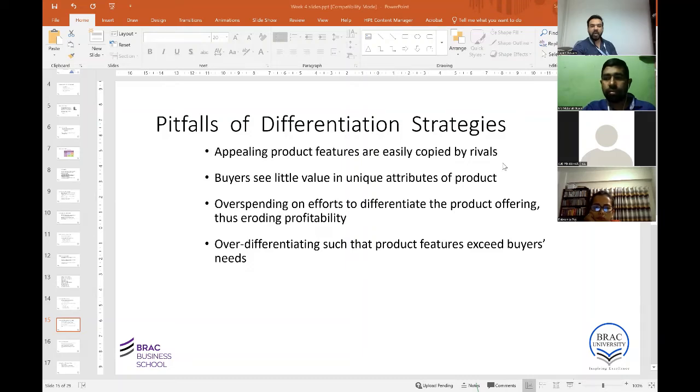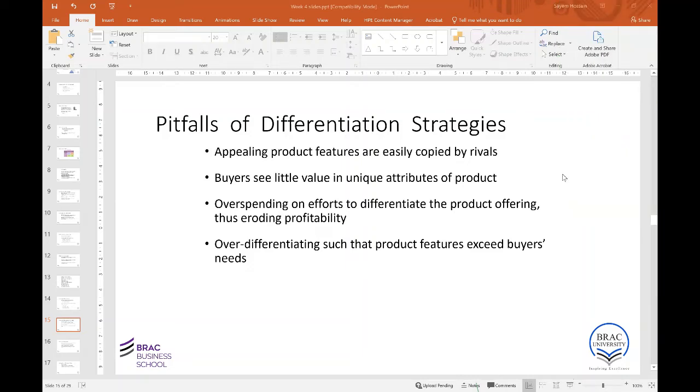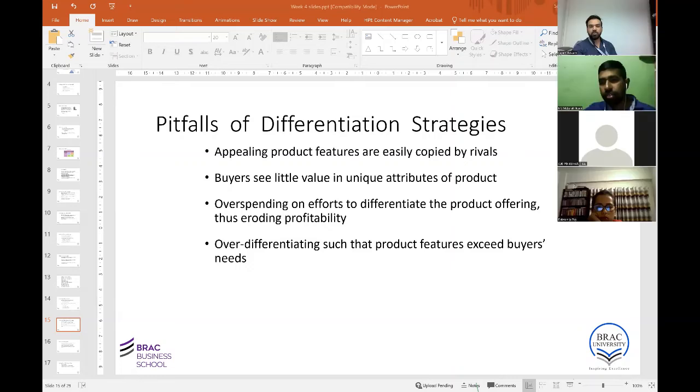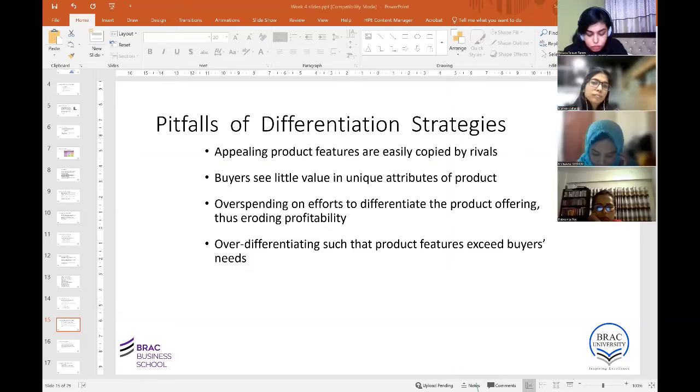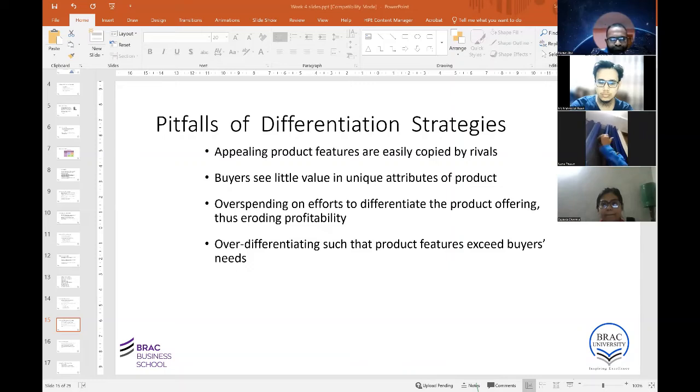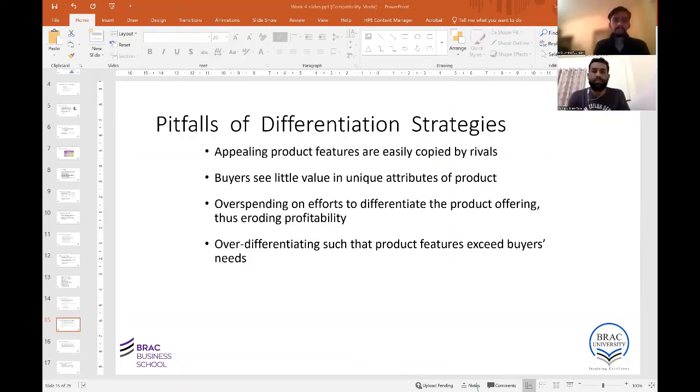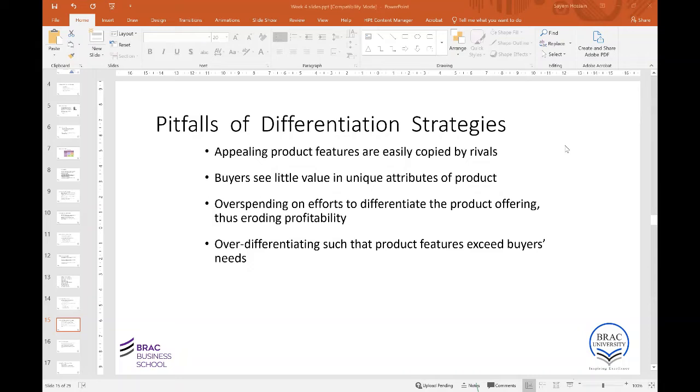Overspending on efforts to differentiate the product offering, thus eroding profitability. Well, sometimes you're spending too much on research and innovation, adding more features. So that's lots of cost. You need to do some heavy marketing with all of these. And that will be risky because you're overspending on all of these things. So that will potentially lead you to incur more cost and eventually not be able to recover the cost through profitable sales.